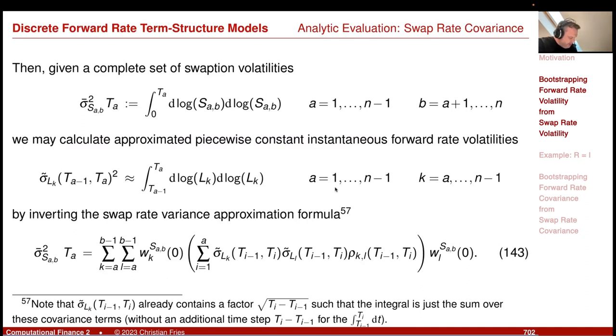So I introduce some parameter, sigma lk, for the time step from, say, for example, T_{a-1} to T_a. So this is now my piecewise constant volatility parameter. This should be the approximation of the integrated instantaneous variance of the forward rate L_k, if I consider here a log normal model of the log forward rate. So this here is actually just the integral of sigma k of t squared dt.